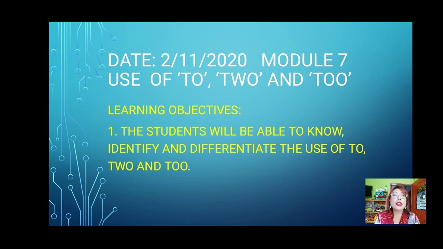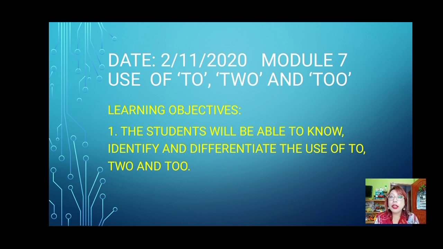Today's date is the 2nd of November 2020 and we'll start with module number 7. Under module number 7, we will take up a vocabulary topic, and the name of the topic is use of to, too, and two. Though these words sound the same, the sound is the same, but they have different spellings, meanings, and also grammatical use.